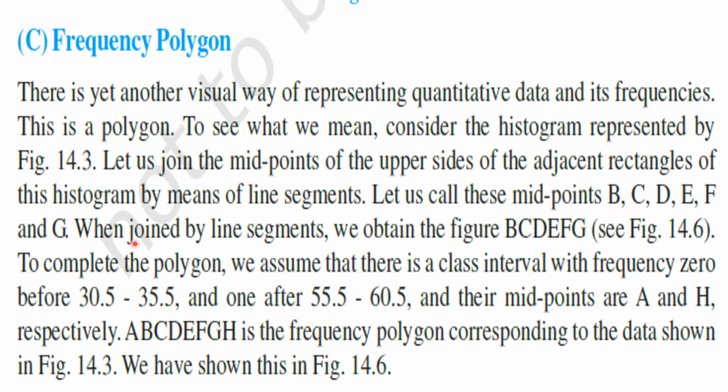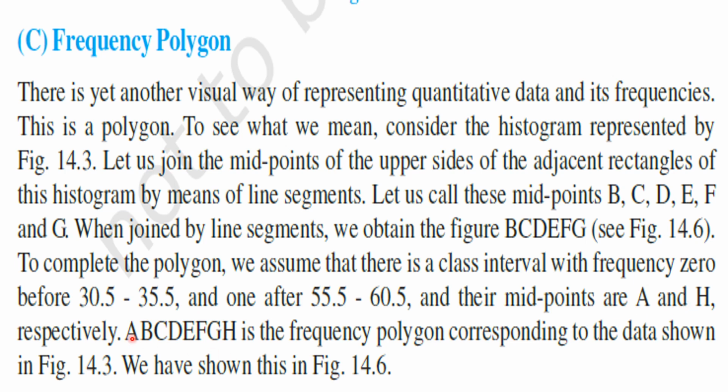Now we have to join. When joined by line segments, we obtain a figure B, C, D, E, F, G. To complete the polygon, we assume that there is a class interval with frequency 0 before 30.5 to 35.5, before the first class interval and after the last class interval. Before the first rectangle and after the last rectangle, we have to assume there is a class interval with frequency 0 and we have to find their midpoints. Let us assume that they are A and H respectively.